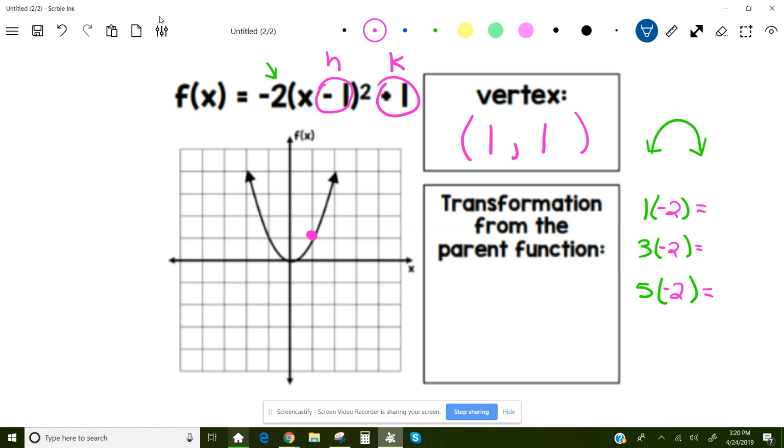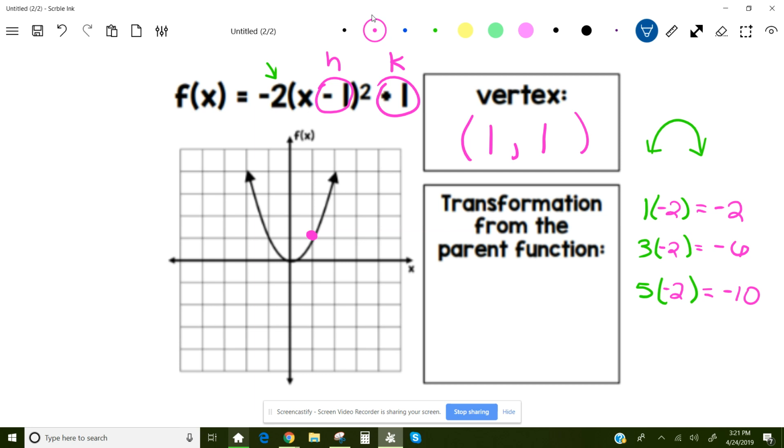So, 1 times negative 2 is negative 2. 3 times negative 2 is negative 6. 5 times negative 2 is negative 10. So that changes my 1, 3, 5 rule to the negative 2, negative 6, negative 10 rule. And so we're going to count.